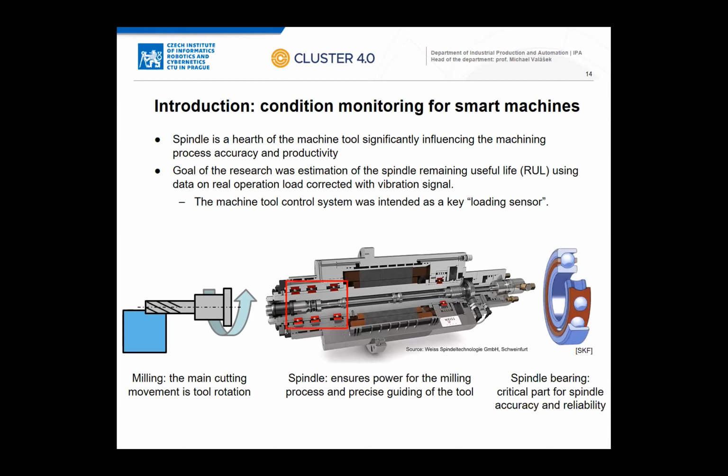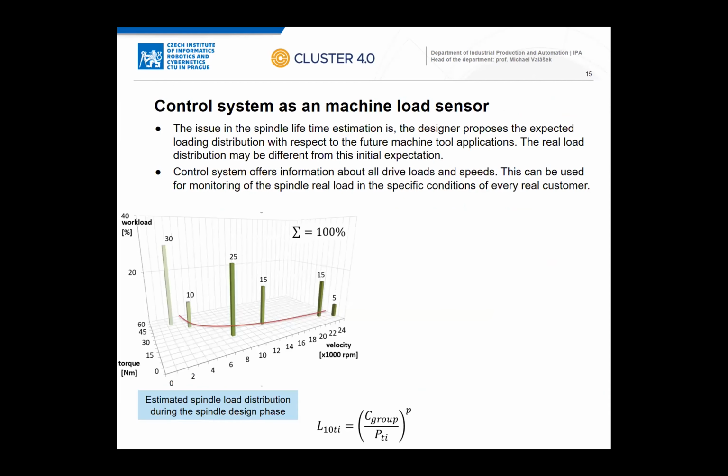And it's a rotating system, therefore there are bearings, in this case angular ball bearings. This is one critical part of the spindle and significantly influences the accuracy and reliability of the spindle. The issue we have is that the designer at the beginning has to propose the appropriate size and type of the bearing. They normally use an estimation of the spindle load.